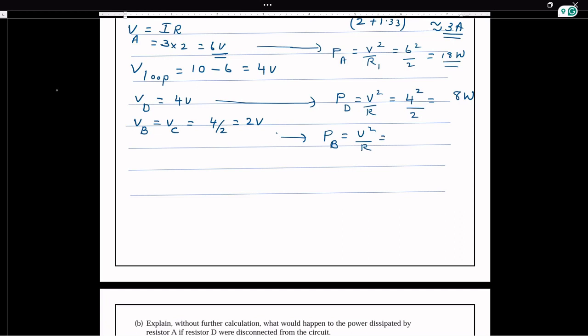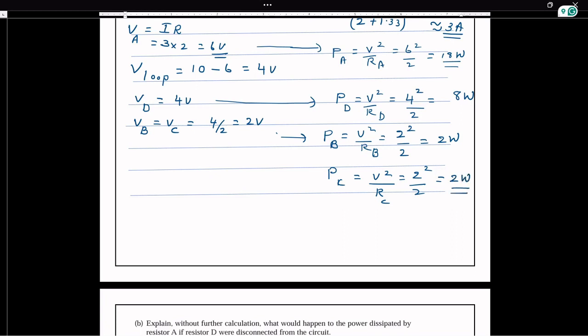This is RA, this is RD, this is RB. So its voltage is 2 square over its resistance, which is 2. So it is 2 watts. The same power for C, which is V square over RC, 2 square over 2, it is giving 2 watts.